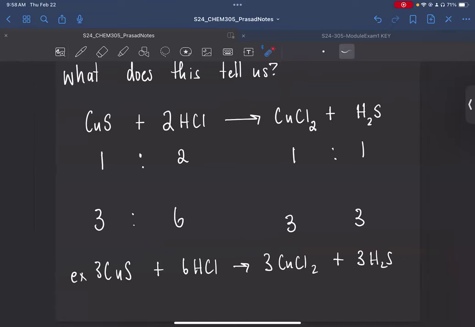Do we have any questions on balancing? Yes.